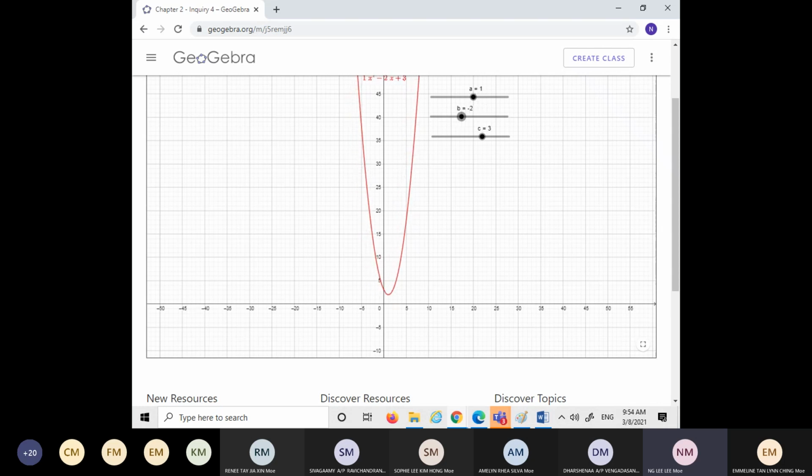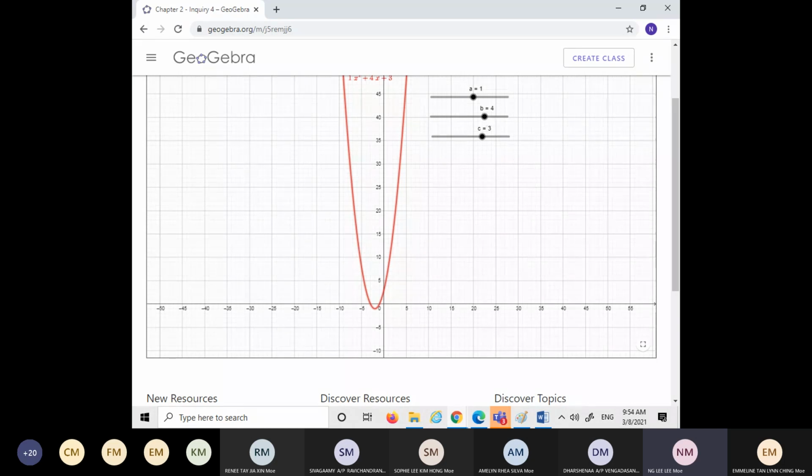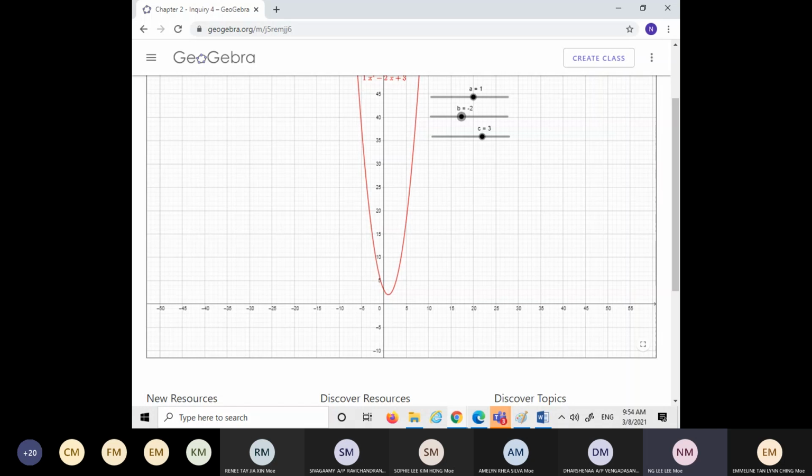It's like move only the vertex, or move the whole graph, and then with the vertex they're moving. Okay, how about the y-intercept? Let me see. The y-intercept, you see, is always the same. The y-intercept is here, you concentrate on this point. No matter how you move, the y-intercept is still the same.